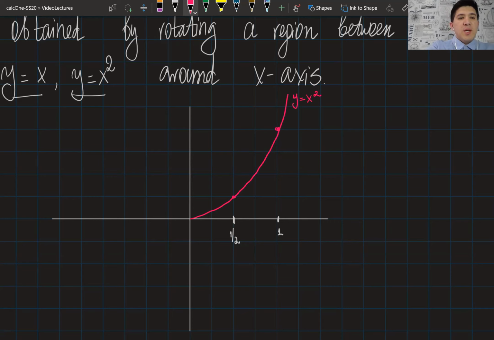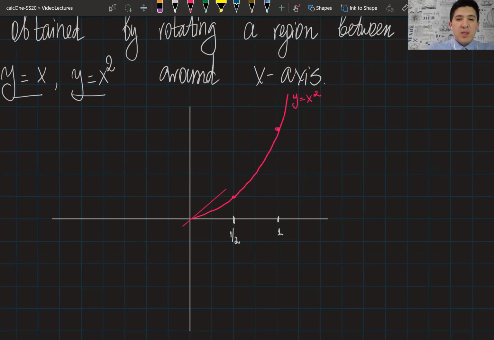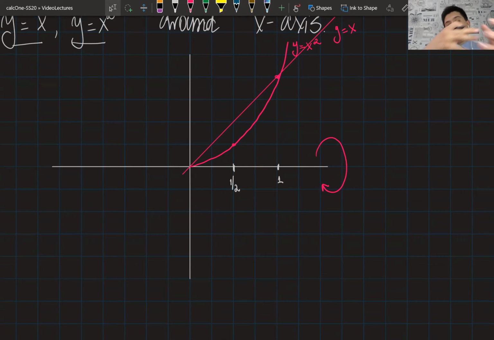So y equals x is just a straight line between 0 and x, so the points (0, 0) and (1, 1). So this is the y equals x curve. So I've got this region, and we have to rotate this region around the x-axis and create the solid, create the object, and we have to find its volume.